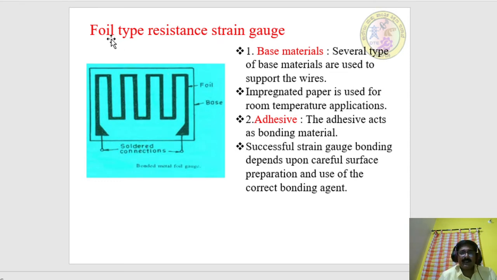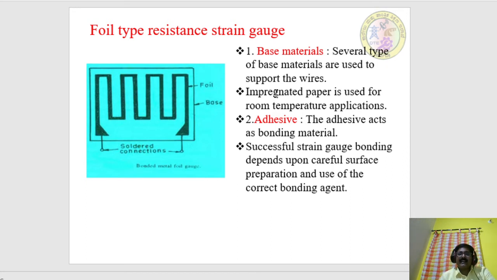Now next, a foil type resistance strain gauge. It has two different elements: base material and adhesive. See, this is the base material, and this is the adhesive which has been used to adhere the foil. The base material is used to support the wires.